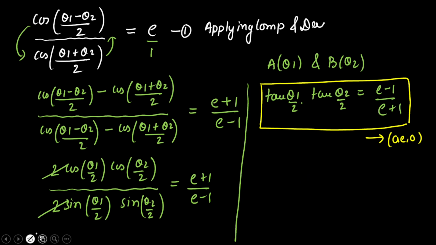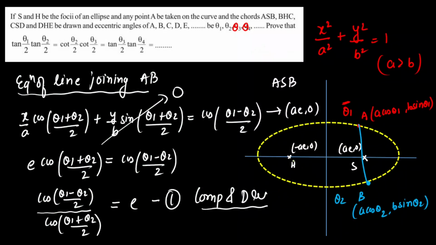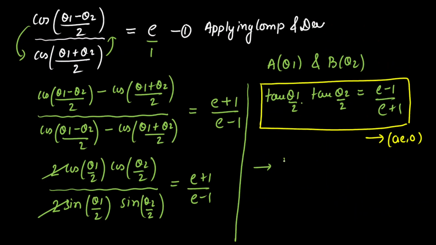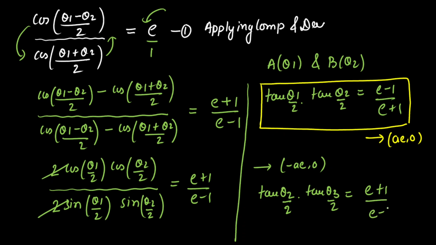Now I'm going to give you one more generalization, that is, if any chord is passing through the other focus. If you remember, the other focus was H here, that is minus AE comma 0. So for that minus AE comma 0, see here, the only difference will be that a negative will be introduced, because if I substitute the point minus AE comma 0, a negative will come here. So you will get the same thing, tan theta 2 divided by 2 and tan theta 3 divided by 2 is equal to the same thing, but in reciprocal. So e plus 1 upon e minus 1 you will get here. This is one more generalization you have to remember.